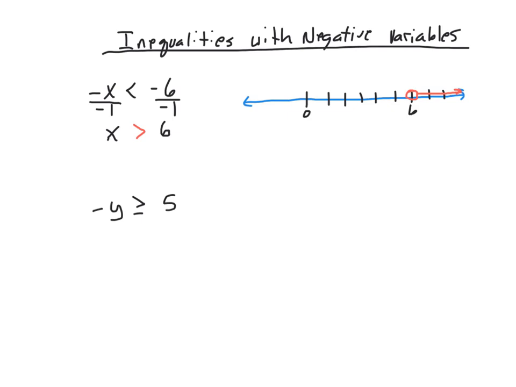Now I have negative y greater than or equal to 5. Okay, well again, I have to get rid of that negative 1 in front of my y first. So I'm going to divide by negative 1. That's the opposite of multiply. And as long as I do it on the other side, we haven't broken the equation yet. This becomes just positive y, which is what I wanted, and on the other side I end up with negative 5. But again, I have to change the direction of the inequality. Otherwise, it doesn't work. So now I end up with y less than or equal to negative 5.